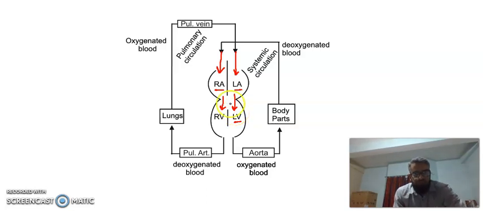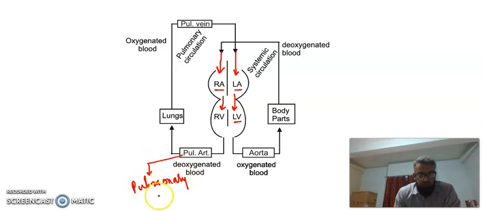Then the ventricles pump this blood. The right ventricle pumps this deoxygenated blood into the pulmonary artery. This is the pulmonary artery. And the left ventricle pumps the blood into the great aorta. But the left ventricle pumps the oxygenated blood, while the right ventricle pumps the deoxygenated blood into the pulmonary artery.